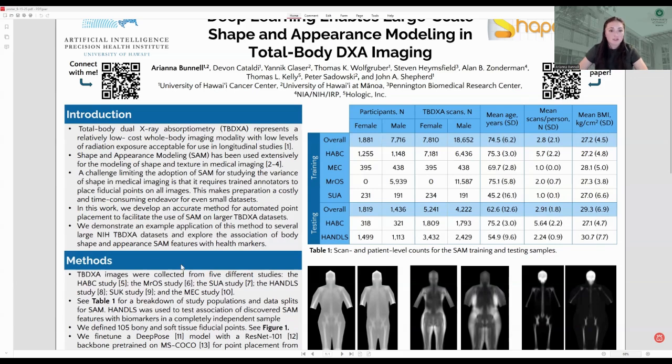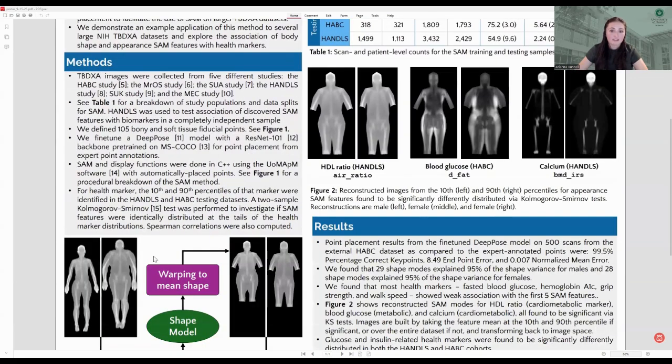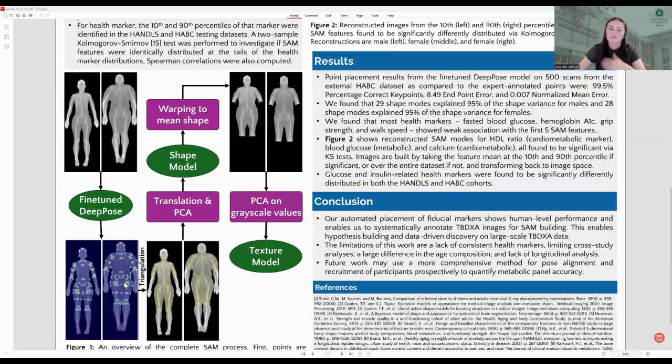So traditionally, to do this kind of modeling, we need to hand label fiducial points on the images, which is very time-consuming and requires training. We use a subset of our data, around 1,600 scans, previously labeled by trained technicians, to train and validate a deep pose model to predict these 105 fiducial points shown here. And all of these points have precise anatomical definitions along the skeleton and skin boundary.